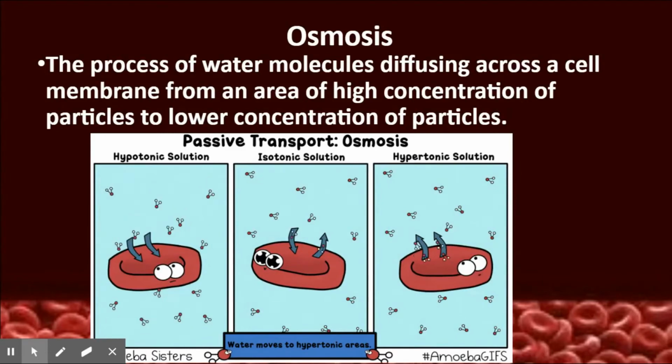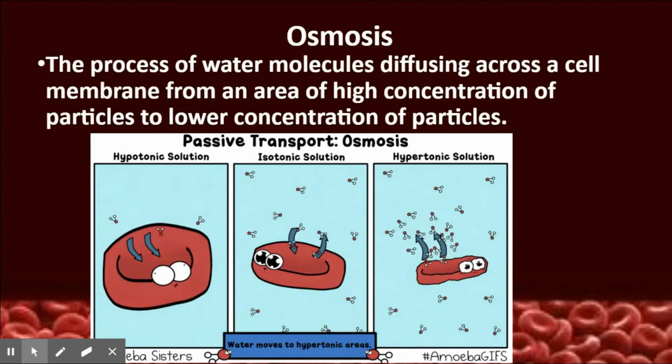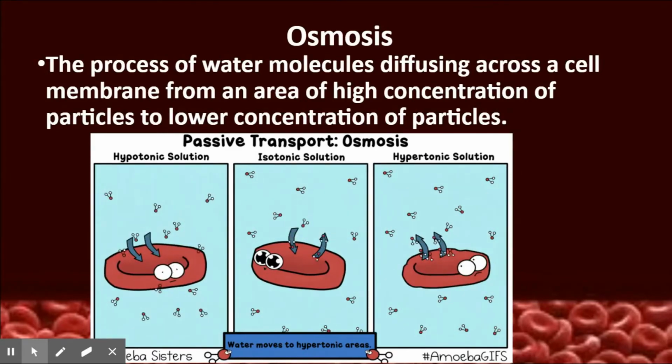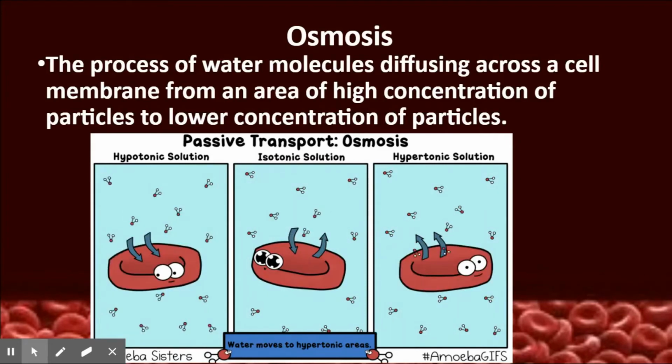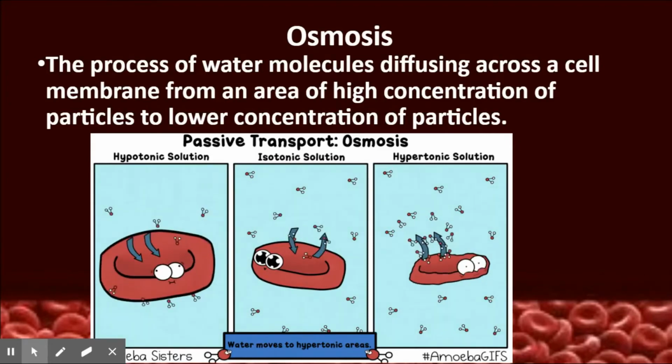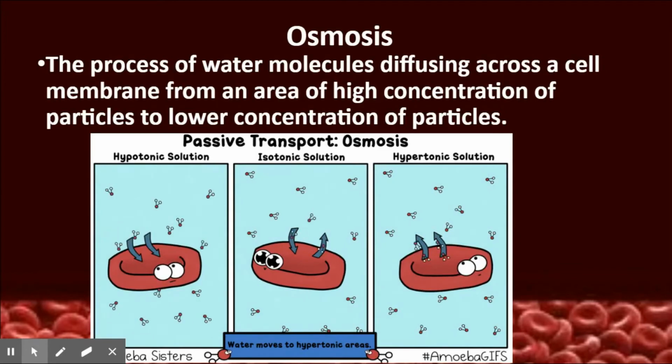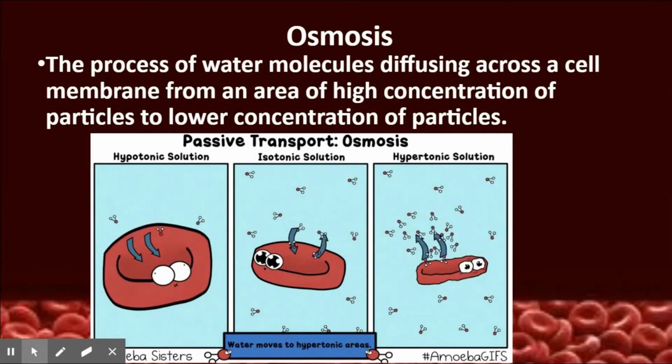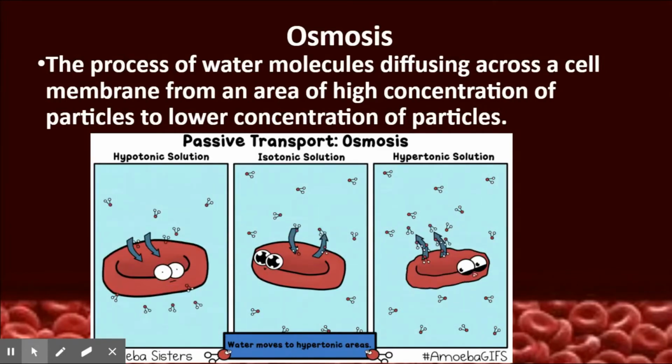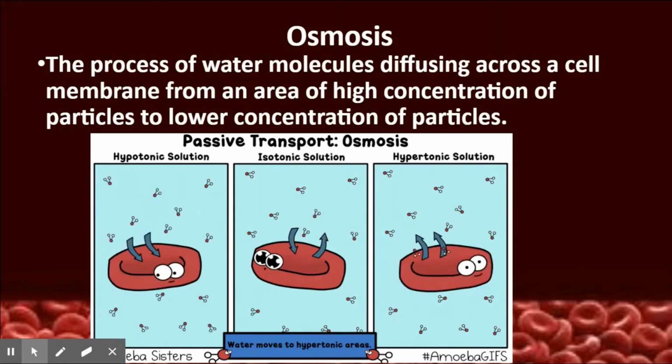In the middle one, the particles, and this may be salt, it might be sugar, are even in terms of inside and outside the cell. So the water is going to flow in and out, trying to just keep that balance the same. So isotonic is basically the same as the equilibrium that we talked about earlier. So the water is going to flow at an equal balance in and out.